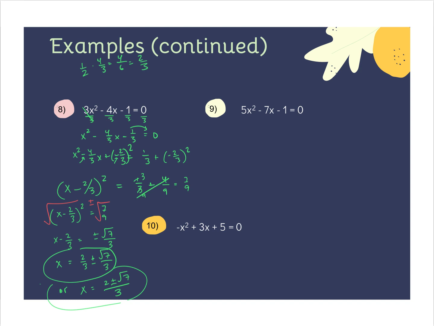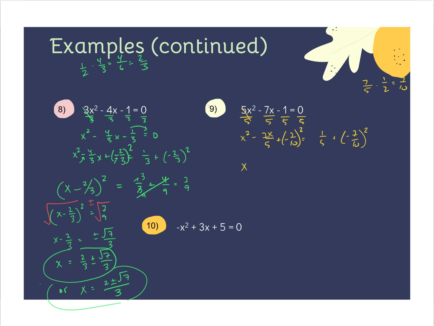Okay, we keep going. We go to number 9. Again, we're going to move the 1 over to the other side. So 5x squared. Oh, no, wait. Sorry, my bad. We're going to get rid of this 5. We have no choice but to do that. So we start out with that. So x squared minus 7x/5 equals 1/5, right? So now I'm going to take half of 7/5, which is 7/10. So it's going to be plus minus 7/10 squared.